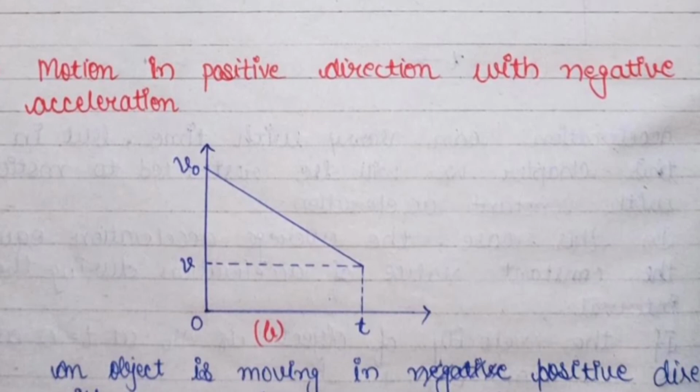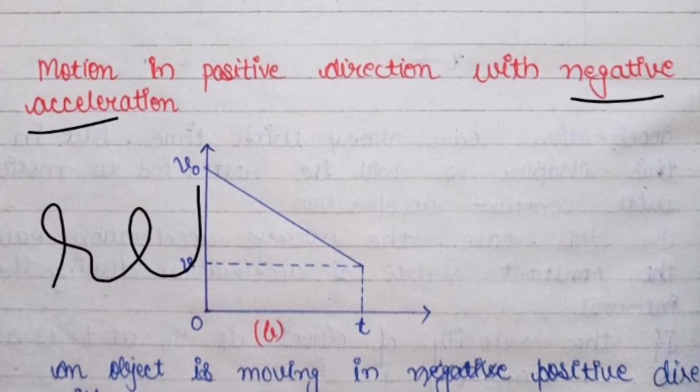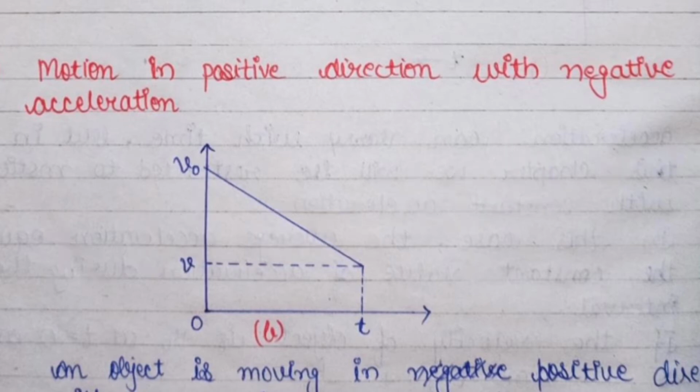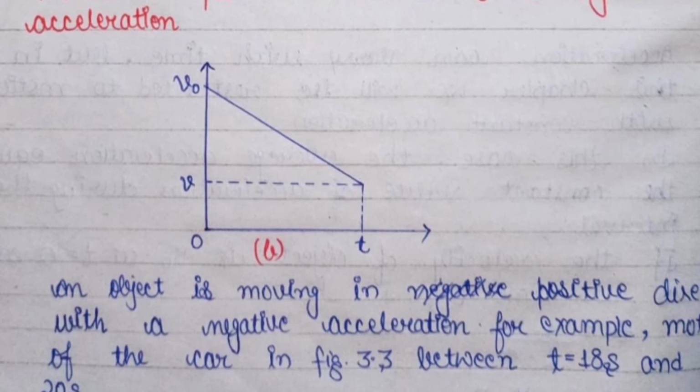Next is motion in positive direction with negative acceleration. Negative acceleration is also called retardation. It means velocity is constantly decreasing with respect to time, which means the speed of an object is constantly reducing with respect to time.